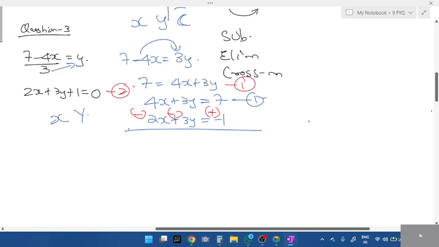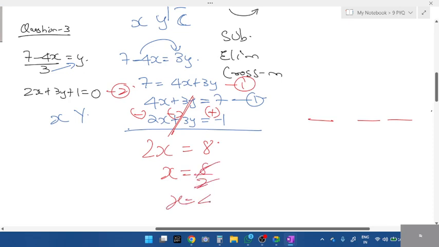So some students get confused. If it is minus, they put minus for all the things. It is not like that. You have to change their signs. 2 is positive, make it negative. 3 is positive, negative. 1 is negative, make it positive. 4 minus 2 is, how much is 4 minus 2? 2x. 7 plus 1, how much is 7 plus 1? 8. What's the value of x, students? x is equal to 4.